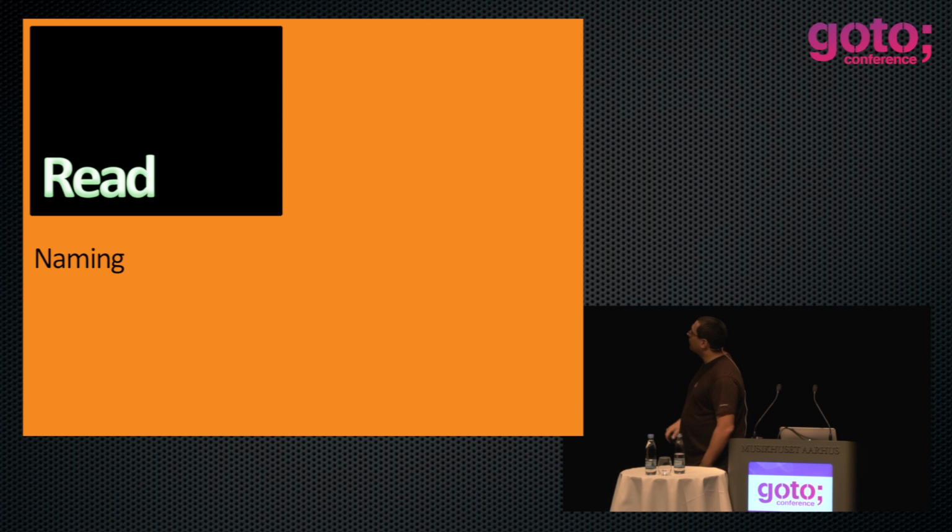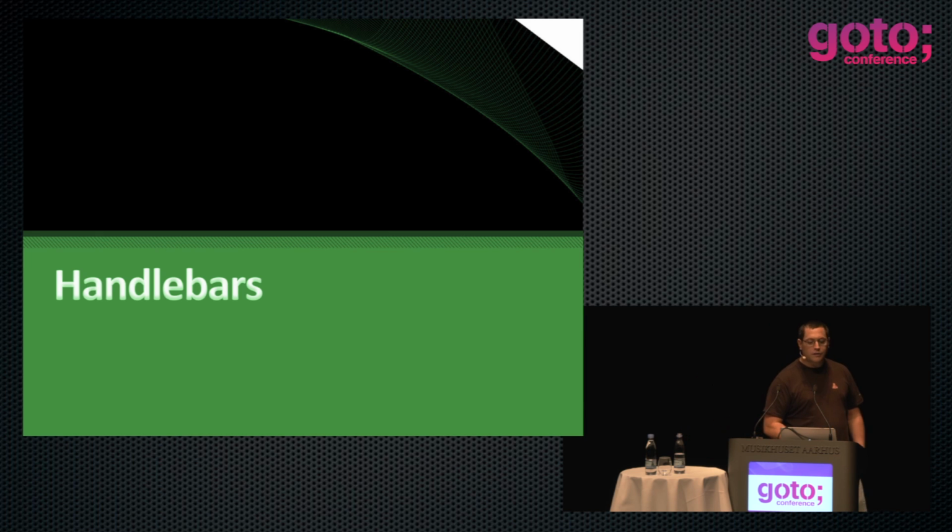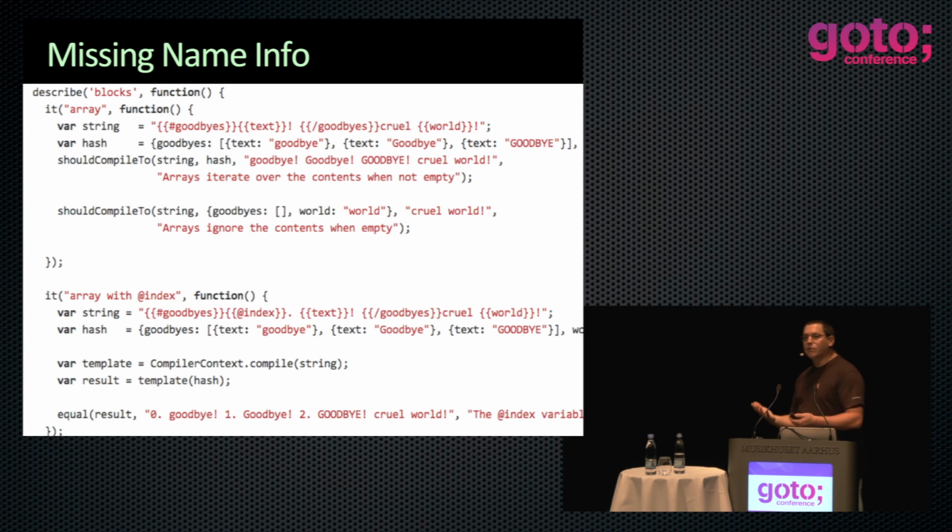So in terms of naming, let's look at Handlebars in this case. Handlebars is using Jasmine. And in this case, Jasmine allows you to have nested blocks of things, much like RSpec from Ruby, etc. But this is an example of how you can have the structure, but not have a fitting style for the structure. So if we look at the names of the test here, we have describe blocks and then it array. And then what should happen is in the messages here. Arrays ignore the contents when empty. Arrays iterate over the contents when not empty.